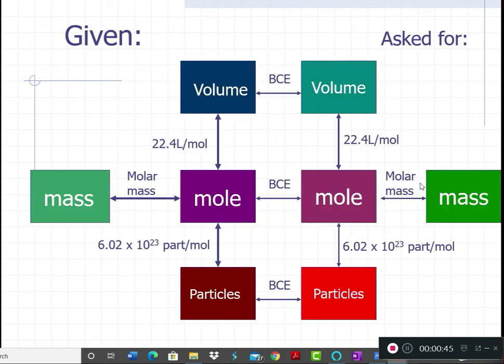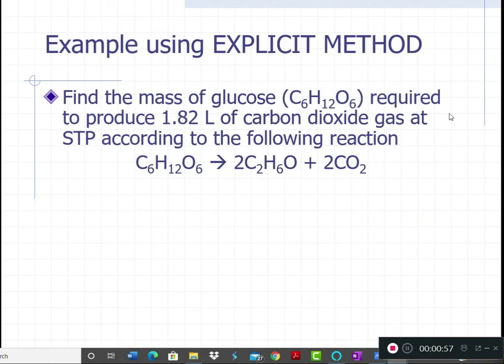Okay, so this is the flow chart that we're used to dealing with. And again, if you have not already printed this off, please do so. It's very, very helpful to make sure you meander your way through these types of problems. So let's look at this example. This is the first of two examples we're going to do today.